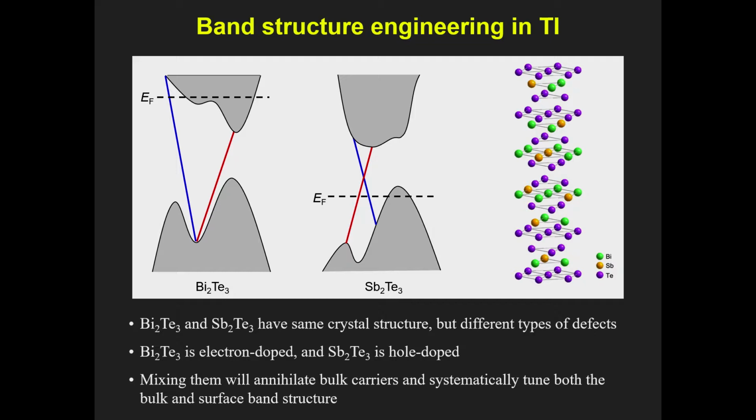So we thought that by mixing these 2 materials, because they are very similar chemically, we may actually tune the position of the Fermi level very accurately. And at some point, if we are lucky enough, we will have a truly insulating material with the Fermi level lying close to the Dirac point. This idea is actually very similar to III-V semiconductors like gallium arsenide and aluminum arsenide. By mixing them, we can tune the energy gap almost continuously. So similarly, we have this band structure engineering technique in topological insulators, where we can tune both the band structure and the position of the Fermi level.